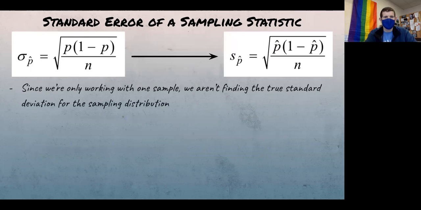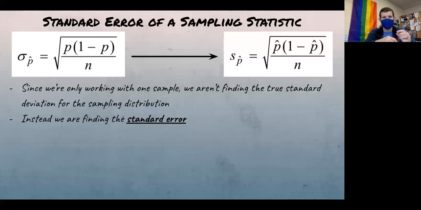Okay. And since we're only working with one sample, we aren't finding the true standard deviation for the sampling distribution. All right. Instead, we are finding what's called the standard error. And think about that name, the standard error.